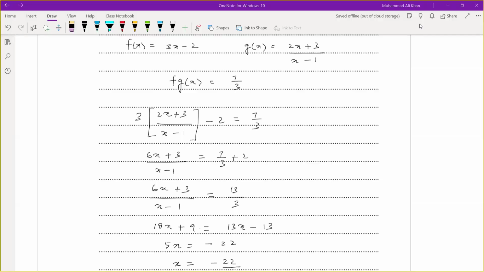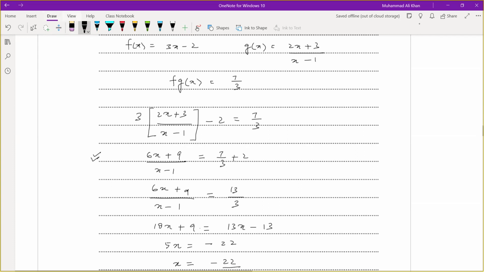Okay, students, there is a correction in this question, in this step. 3 2s are 6, x and 3 3s are 9. We have to write 9 here. So here it is also 9.